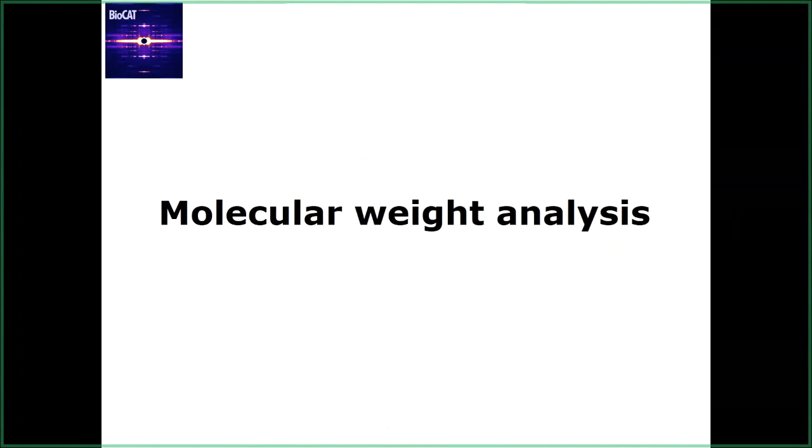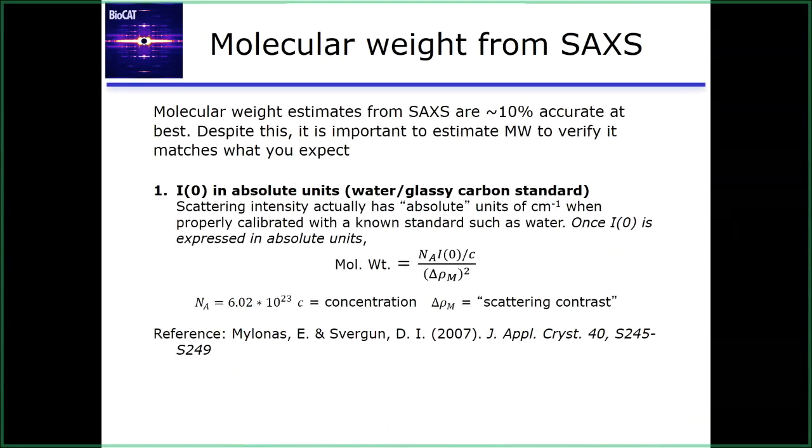After we've done the Guinier fit, the next thing that we typically do is a molecular weight analysis. As Srinivas mentioned and as Kushal either mentioned or alluded to, molecular weight estimates from SAXS are not that good, actually. They're estimates. Generally speaking, I would say they're about 10% accurate at best, except in exceptional circumstances. So the question then is, why do you do it?